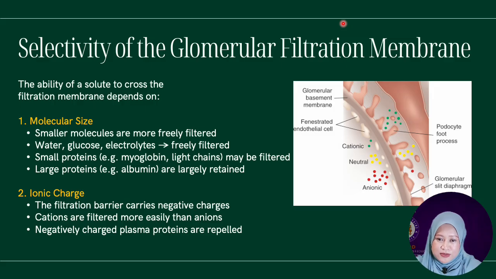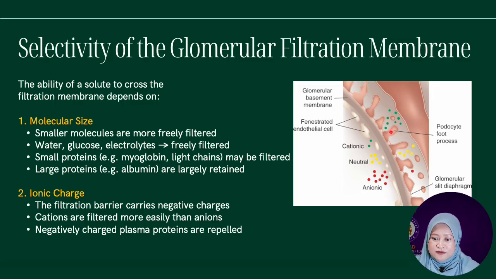Small proteins like myoglobin may also be filtered to some extent, because they are relatively small in size. But larger proteins like albumin are retained in the plasma because they are too large to pass through the filtration barrier. And charge also plays an important role. The filtration membrane, especially the basement membrane and podocyte layer, carries a negative charge. Many plasma proteins, including albumin, are also negatively charged. So because they are both negative, they repel each other, and so they are less likely to cross the membrane.